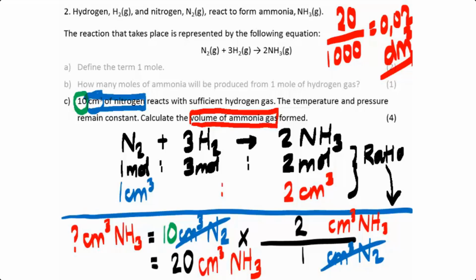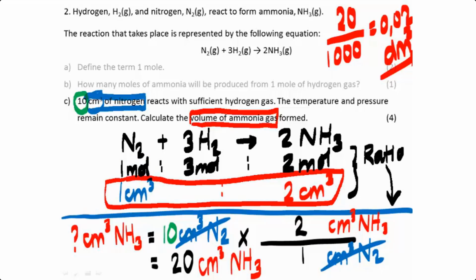You do just have to be very careful here, because unlike in the first example, these two are not equivalent. 1 mole is not 1 centimeter cubed. And so you would not be able to solve a question where you use, say for example, that and that in your unit factor, because they are not equivalent to one another. But 1 centimeter cubed is to 2 centimeter cubed. They are equivalent to one another for this reaction ratio.